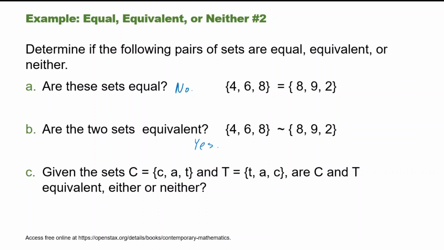Part C. Given the sets C being the set containing C, A, T, and T being the set containing T, A, C, are C and T equivalent, equal, or neither? Well, they contain the same number of elements, so they're definitely at least equivalent. But they actually contain the same elements. So these two sets are equal and equivalent.